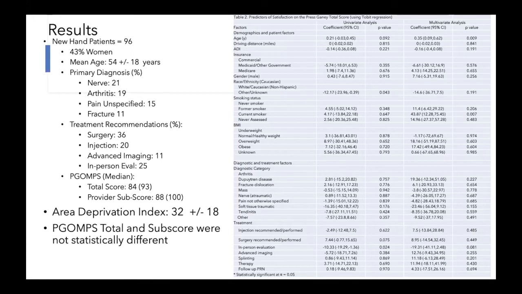So throughout all of this data, sorry, I'm trying to advance.